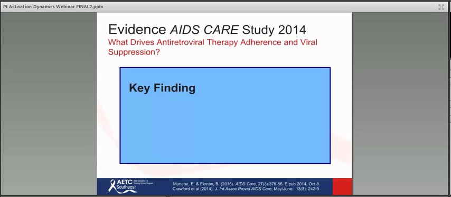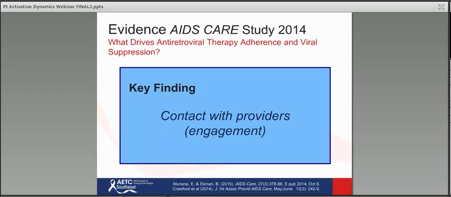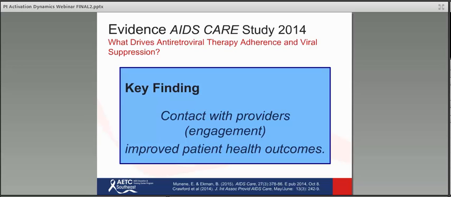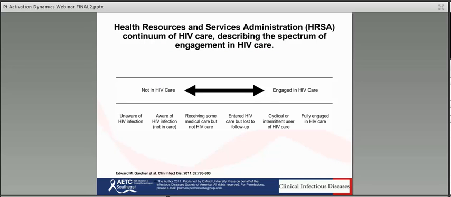The evidence that drives antiretroviral therapy adherence and viral suppression, a key study was done in 2014, and that finding showed that contact with providers, engagement with providers was key in getting higher rates of viral suppression in our patients. We know this. And that did improve patient outcomes, not only HIV related, but just basic health related outcomes. So that was an important key finding.